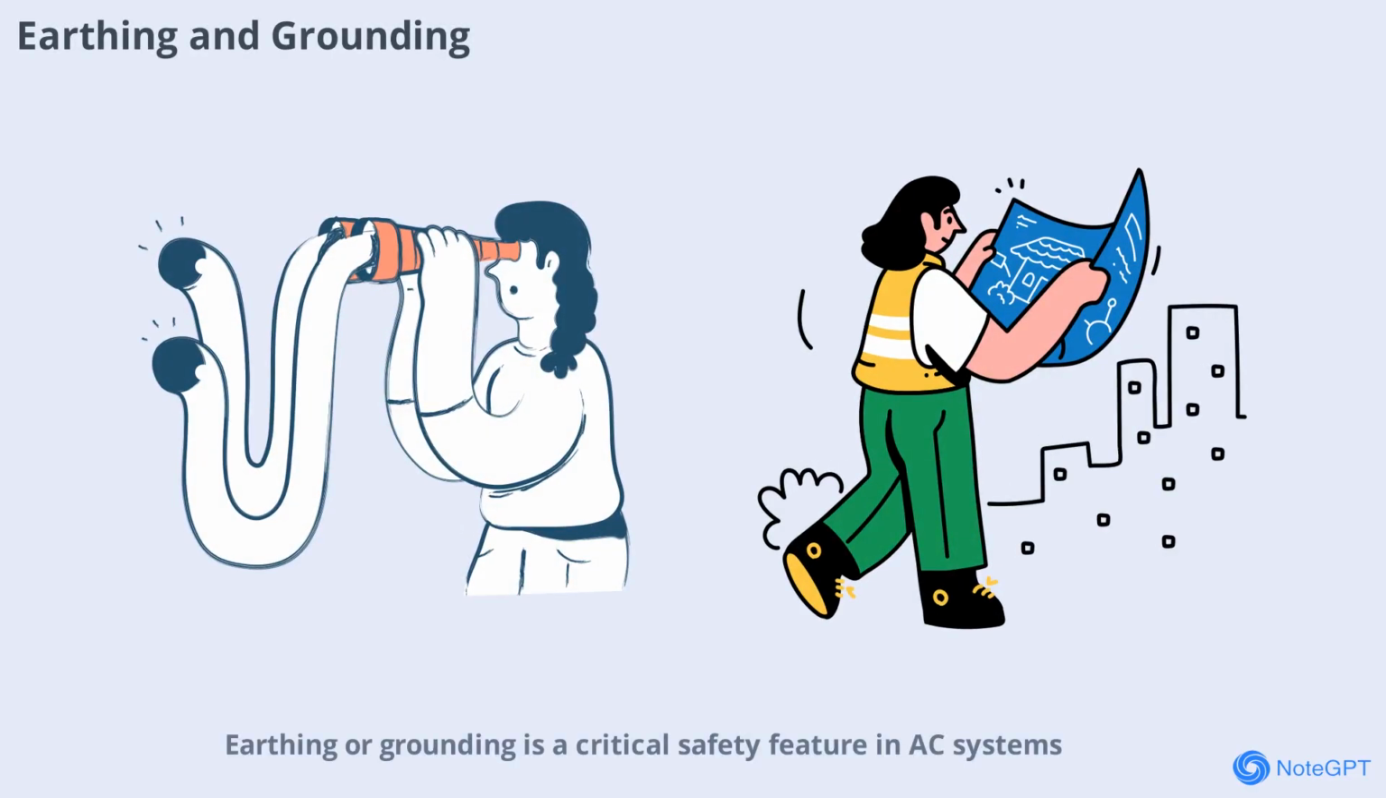Earthing or grounding is a critical safety feature in AC systems. It provides a path for excess current to flow safely into the ground in case of a fault, preventing electric shocks and equipment damage. Proper earthing is required by electrical codes and is essential for the safe operation of household and industrial electrical systems.